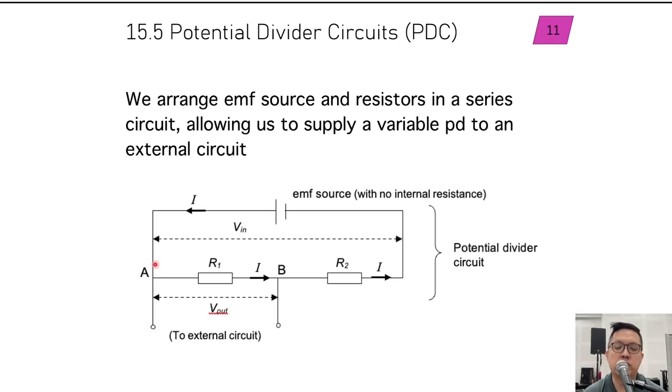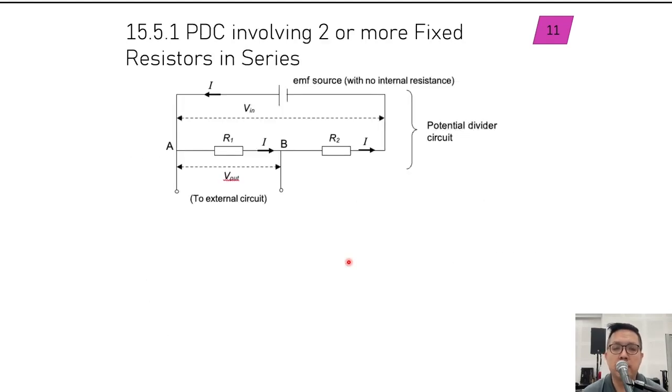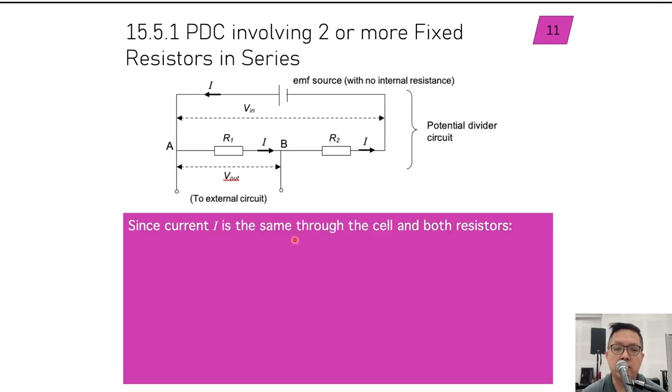Some of the potential is dropped across your first resistor, some of the potential is dropped across the second resistor. We're going to see how to calculate all these things. Now again the same diagram, then we will do the calculation. First thing first, we know that current is the same throughout the cell and the resistors. So I is a constant throughout. Once you know that, you can do I equals V in over R1 plus R2.